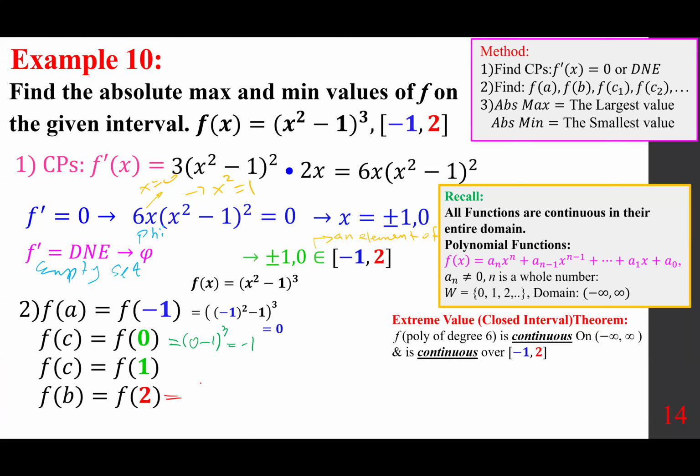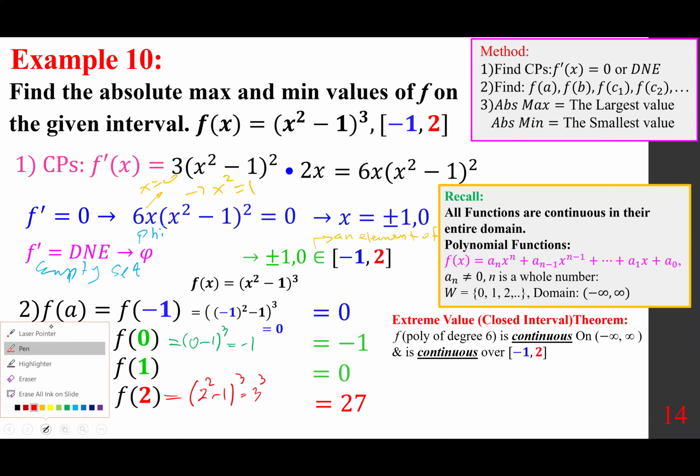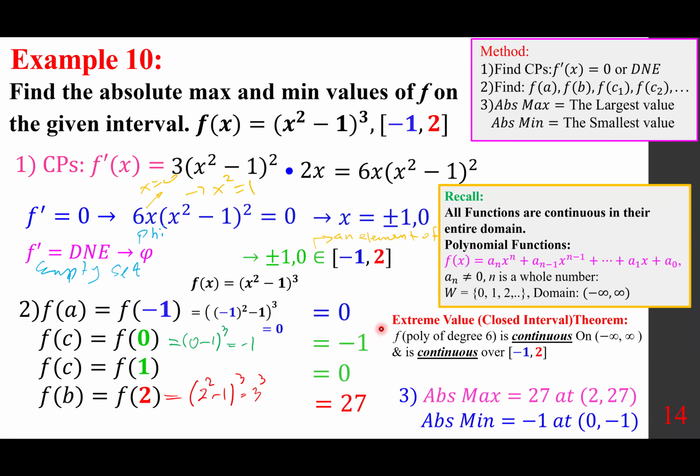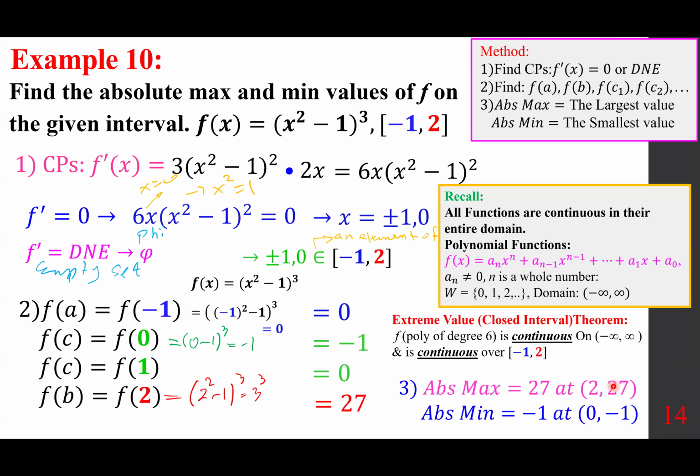if I plug in 2, I get 2 squared minus 1, cubed. 2 squared is 4. 4 minus 1 is 3, cubed. And 3 cubed is 27. So the largest value is 27. The smallest value is -1. So absolute max is 27 at the point (2, 27). Absolute minimum is -1 at the point (0, -1). So we write absolute max equals 27 at (2, 27). Absolute minimum equals -1 at (0, -1). This is the way we do the writing, everybody.